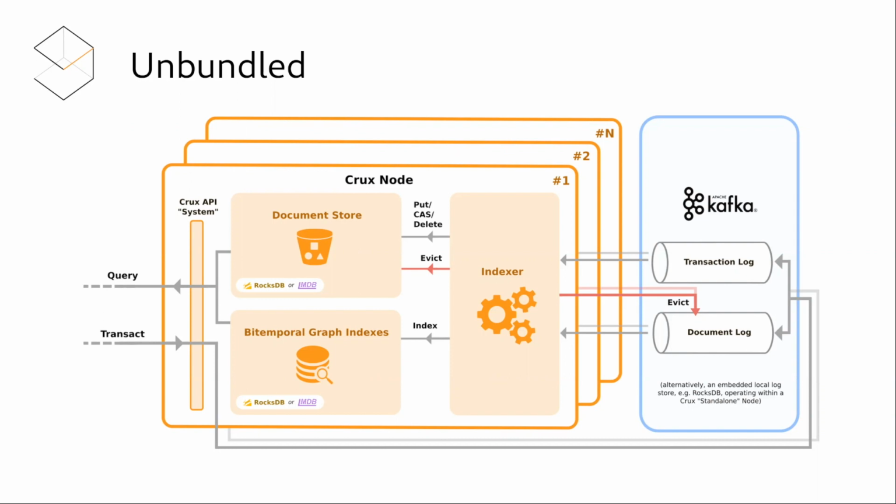reading from that log. And so once the transaction is on the log, it gets split into two logs, actually, a transaction log and a document log. The transaction log is serial, so it's fully in order, linearized. And then each of the Crux nodes picks up the transactions and the documents and ingests them.